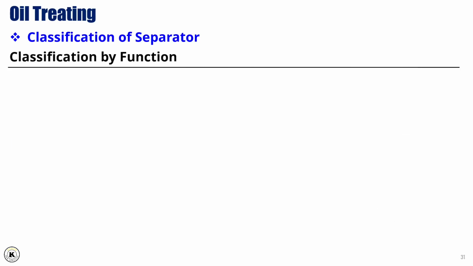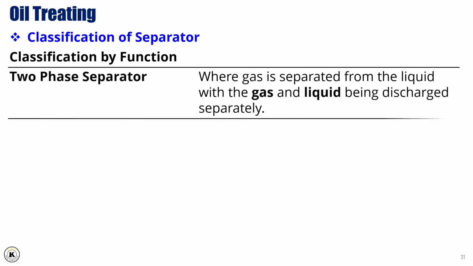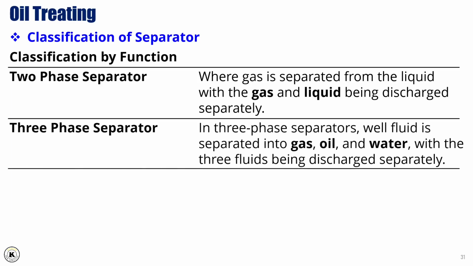Next, let's classify separators based on their function. First, we have the two-phase separator, where gas is separated from the liquid, with the gas and liquid being discharged separately. Then there's the three-phase separator, which handles well fluid by separating it into gas, oil, and water, with all three fluids being discharged separately.